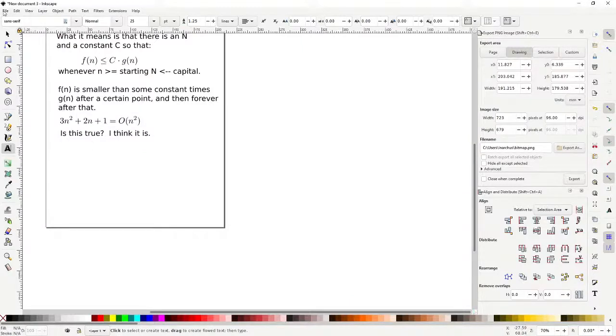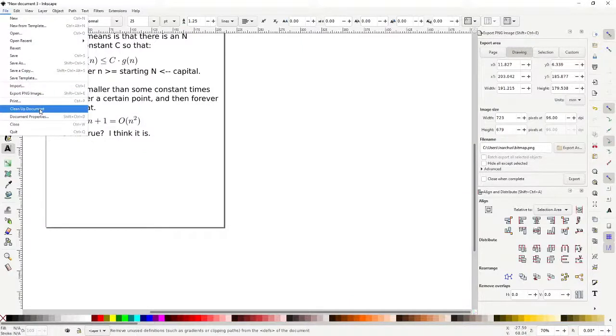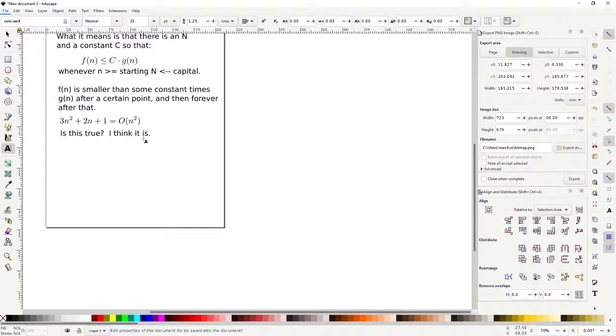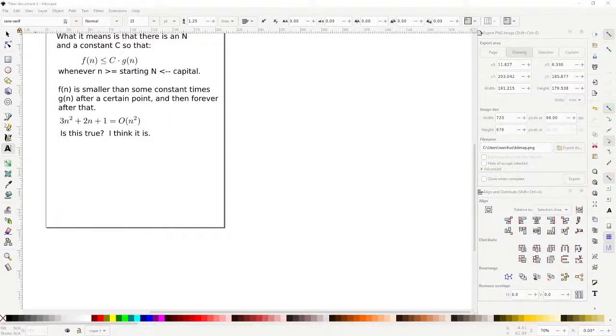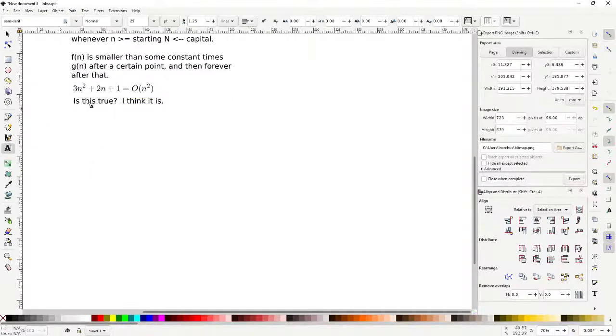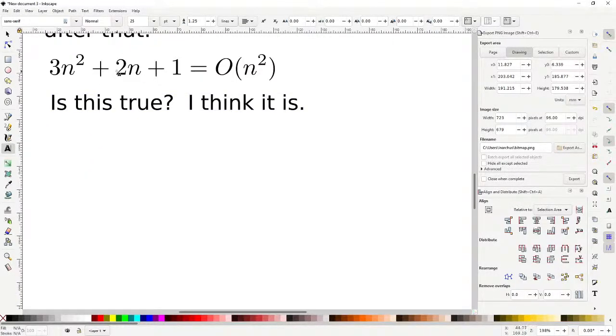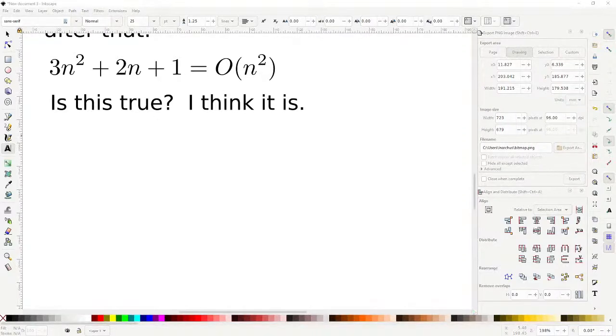Anyway, okay, so, is it true that 3n squared plus 2n plus 1 is big O of n squared? And so we basically have to think about what this means. And so the question is, right, is 3n squared plus 2n plus 1 going to be less than or equal to some constant times n squared eventually?